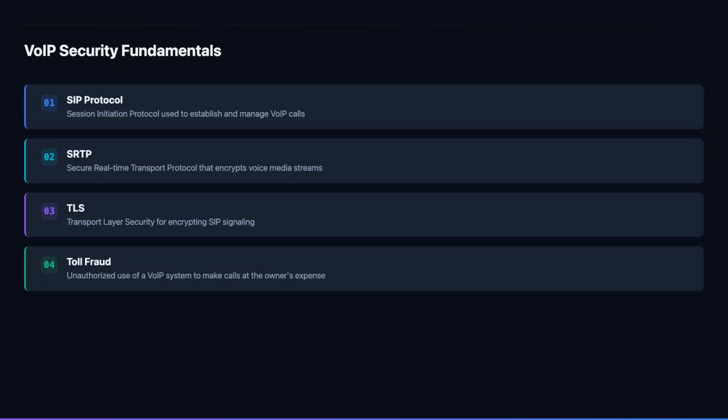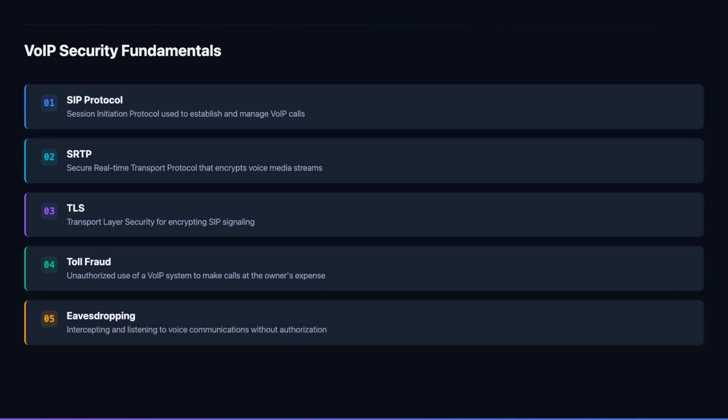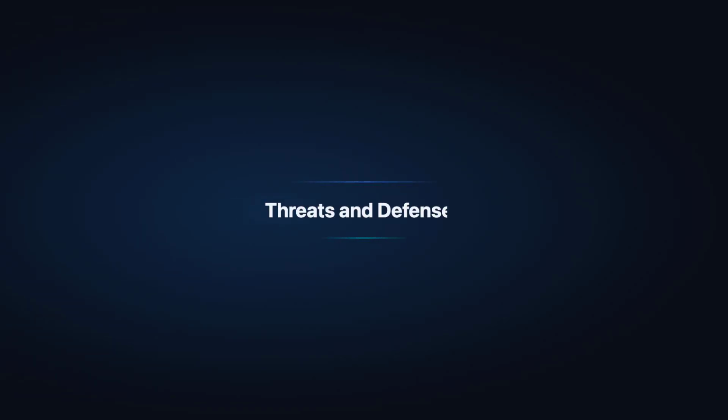Toll fraud can cost organizations thousands of dollars in a single weekend if attackers compromise a poorly secured system. Without proper encryption, VoIP calls can be captured and reconstructed by anyone with access to the network path. Now let us examine the most dangerous VoIP threats and the specific countermeasures we deploy against each one.